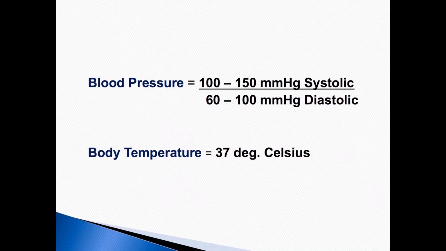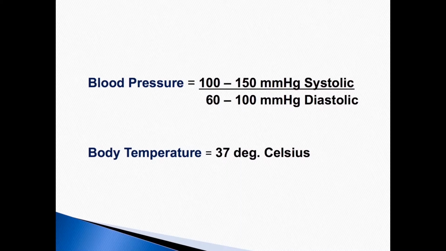For blood pressure, the normal range is 100 to 150 mm mercury for systolic, over 60 to 100 mm mercury for diastolic. The systolic pressure is the contraction of the heart, and diastolic pressure is the relaxation of the heart.